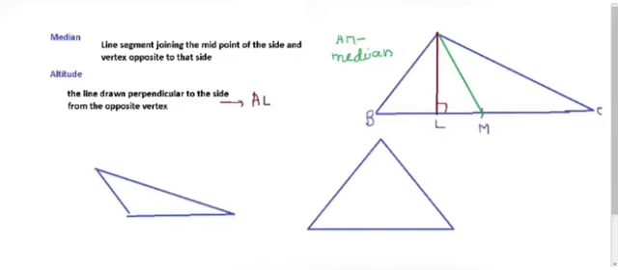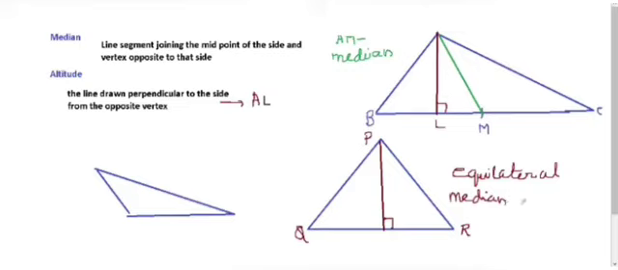Now I am taking one more triangle, PQR. Now this PQR can be isosceles or it can be equilateral. So in this, if this is an equilateral triangle and I am joining the midpoint, this will be your median, and you can see that this median also makes 90 degrees with QR. So in an equilateral triangle, your median is your altitude.